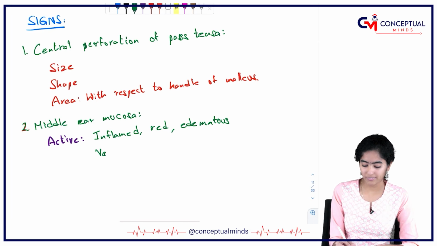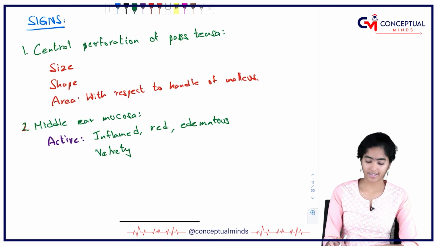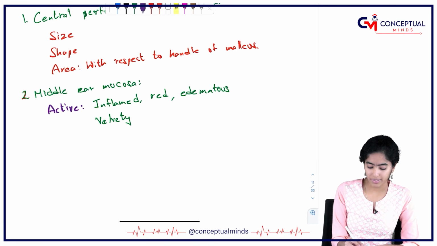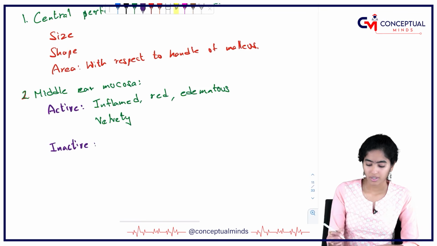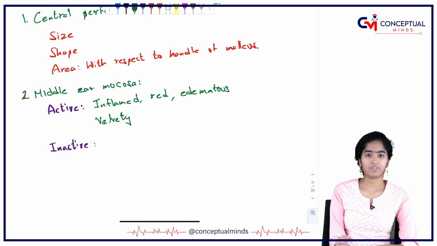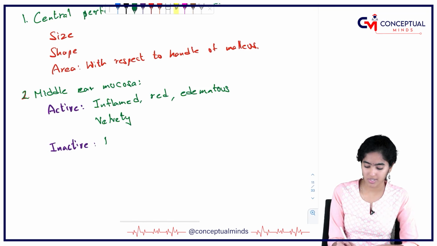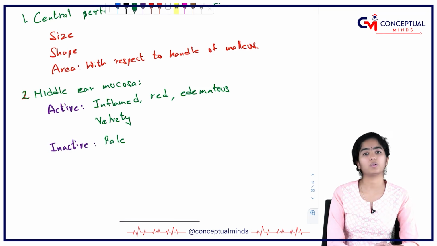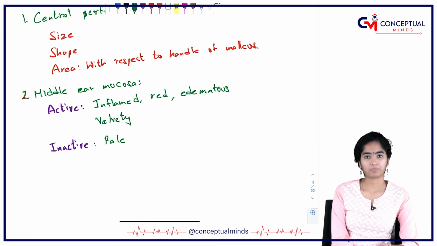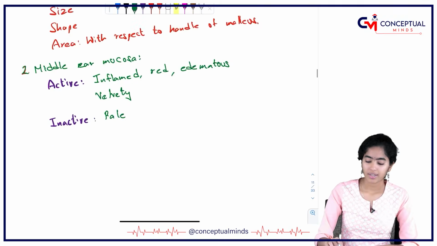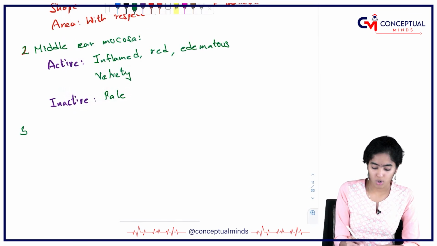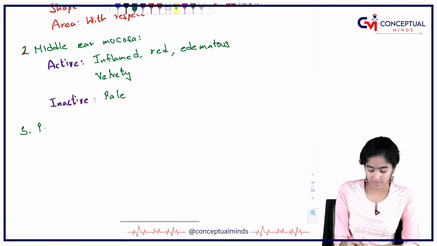It could be velvety in nature when the disease is active. If we examine during the inactive stage, when there is no active inflammation, it just appears pale. The middle ear mucosa is pale. And sometimes it could be a little moist. Then we also see polyps.